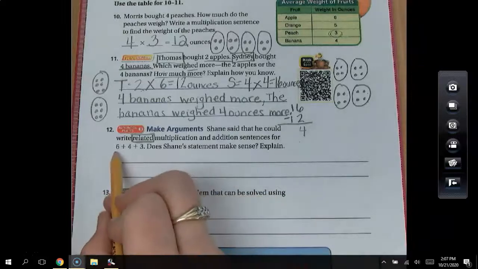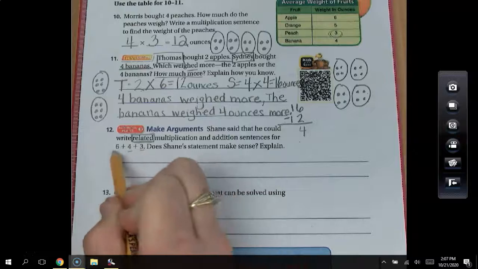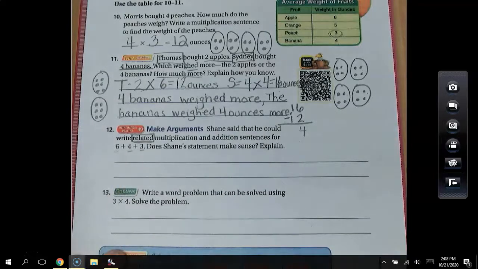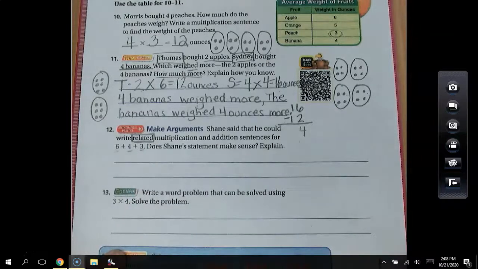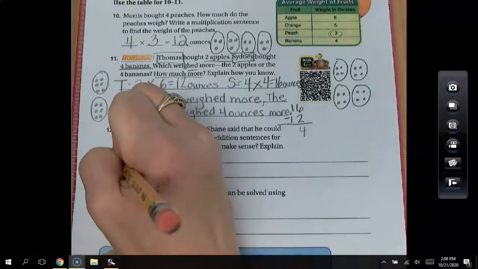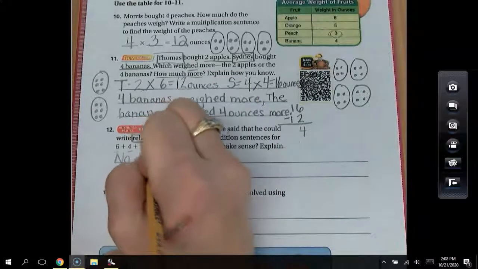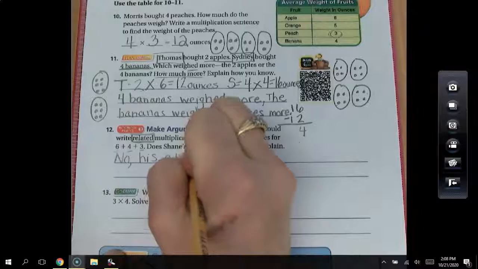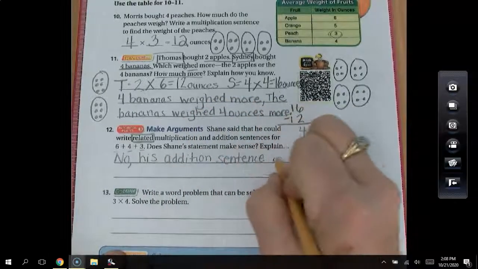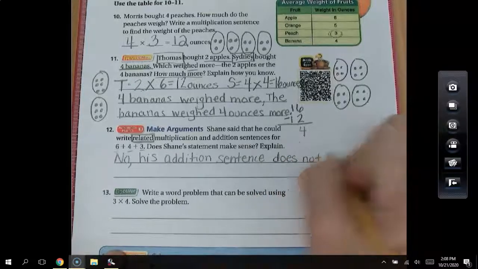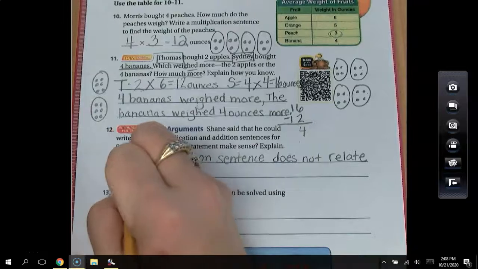Does Shane's sentence make sense? Are all of his numbers the same? No, they're not. So there's no way, boys and girls, that his addition sentence can be related to multiplication sentence. So we're going to write no. So we have to be able to explain it. We're going to say no, his addition sentence does not relate to a multiplication sentence.